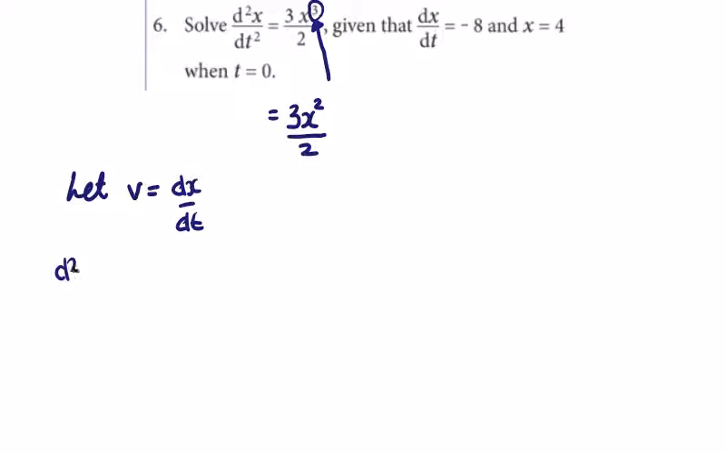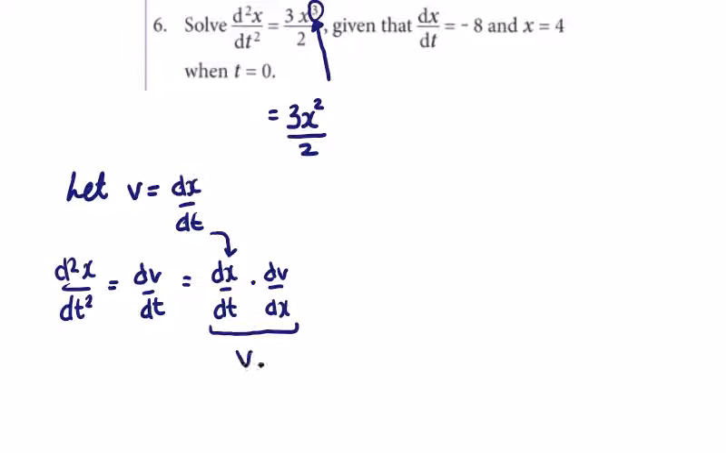Let v equal dx/dt. So the second derivative, d2x/dt2, will be equal to dv/dt. And dv/dt is also equal to dx/dt times dv/dx. So this is my second derivative now in chain rule. The first part is v, the second part is dv/dx, and this is equal to my now 3x squared over 2. Try the 3x cubed over 2 if you want, and you have a bit of time to waste.